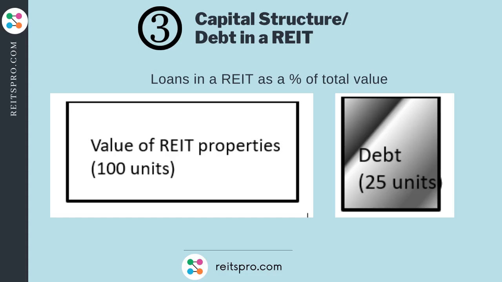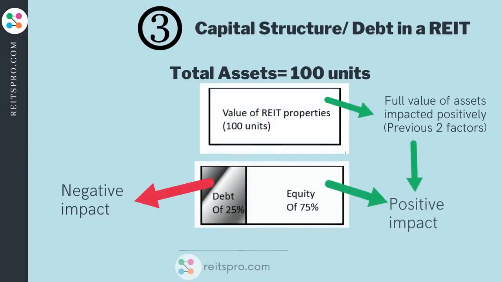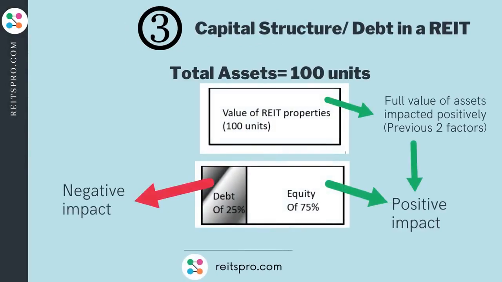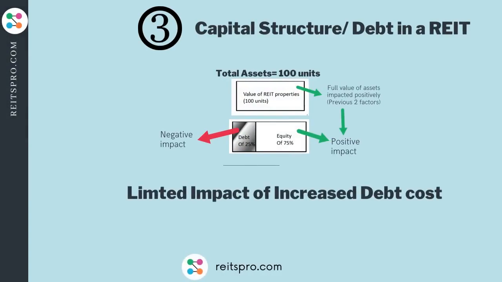So this particular picture would diagrammatically represent the debt and equity portions of the total assets. And then what happens in case of inflation and increased cost of debt? So this is what would probably happen here. The 25% of debt would have a negative impact because you're borrowing at a higher cost, but the rest of that, which is financed by equity, there would be a positive impact because of the previous two factors. So in net, it could have a very limited impact probably. The fact that the debt would be priced higher now for a REIT.